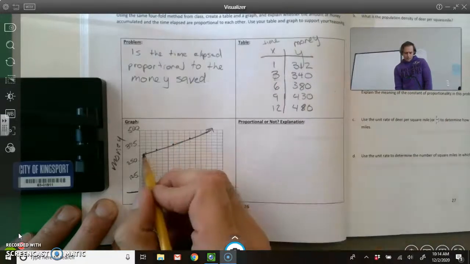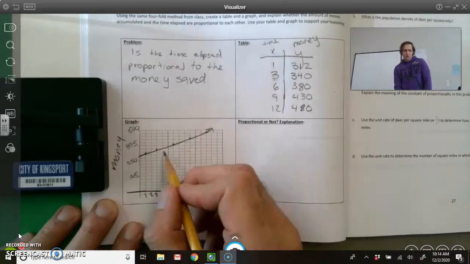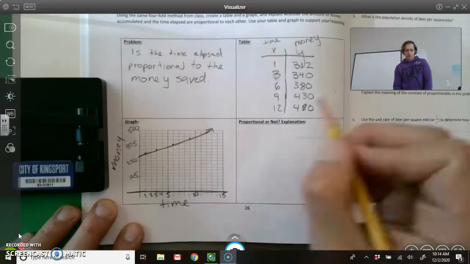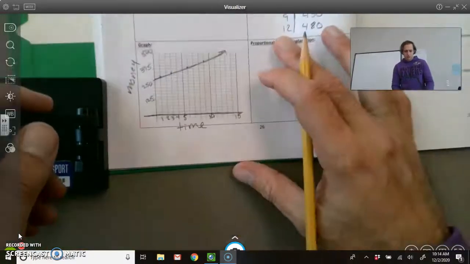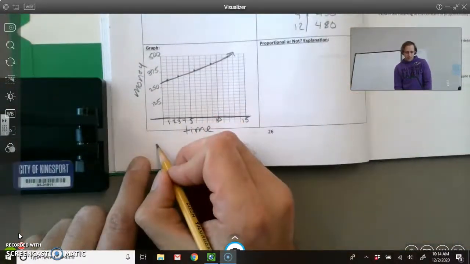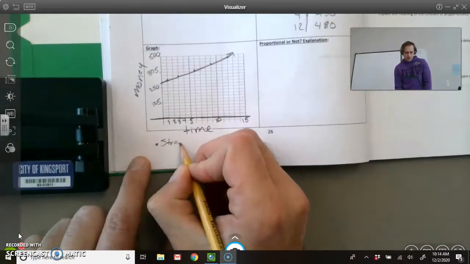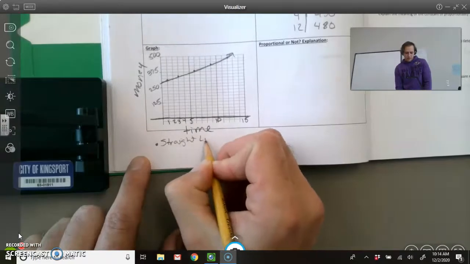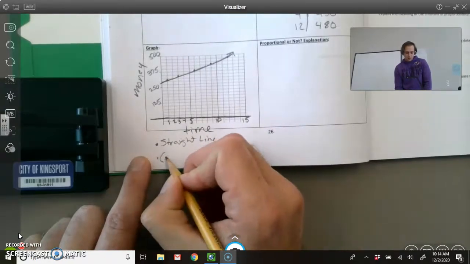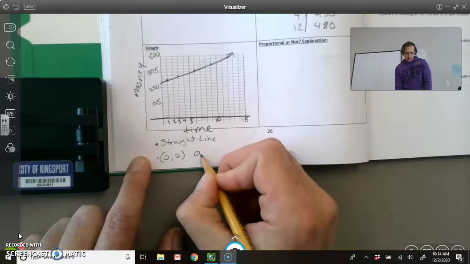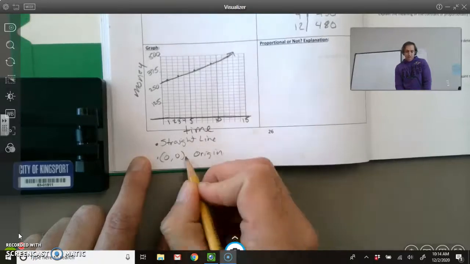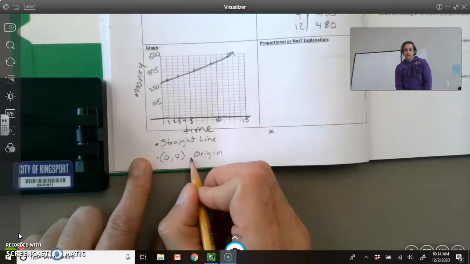But not only does it have to be a straight line, it has to go through the origin, or 0, 0. So in order for it to be proportional, it has to be a straight line, and it has to go through 0, 0, or the origin. And because it does not meet this criteria, it is not proportional.